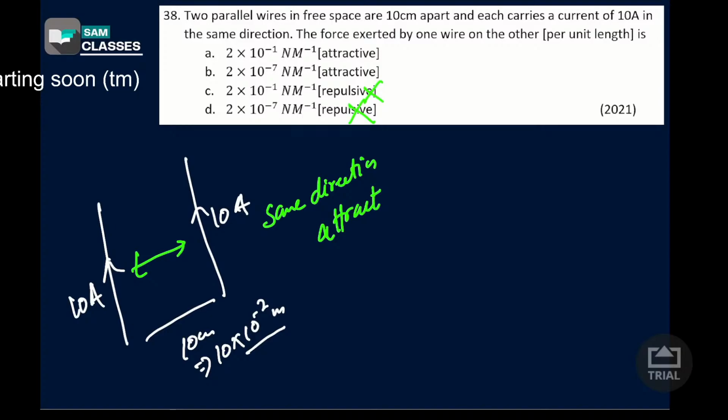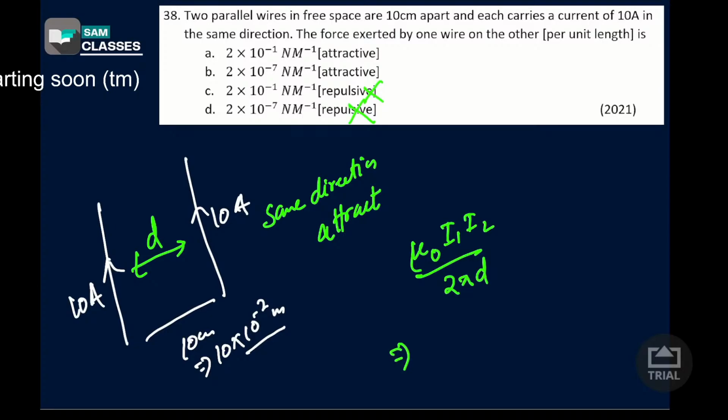Ritik wrote, I think, the correct answer. Let's see. I need to check the values. Attract it is, but is the value correct? Let's see. Now, what is the formula, students? What is the formula? Come on, tell me. Mu naught I1 I2 by 2 pi d, the distance. Correct? Yes or no, students? This is the formula.